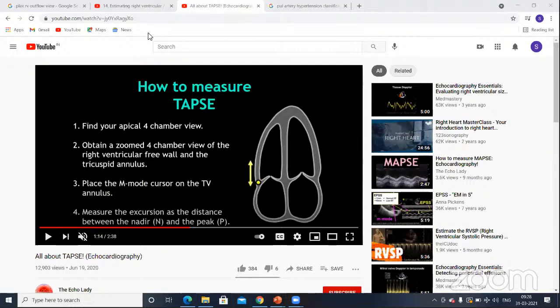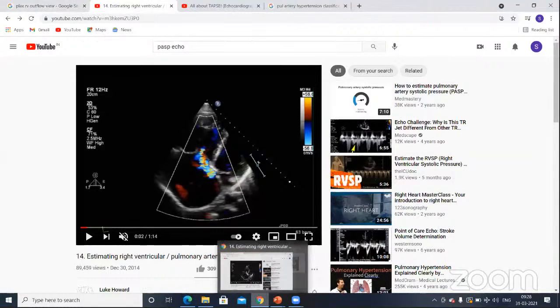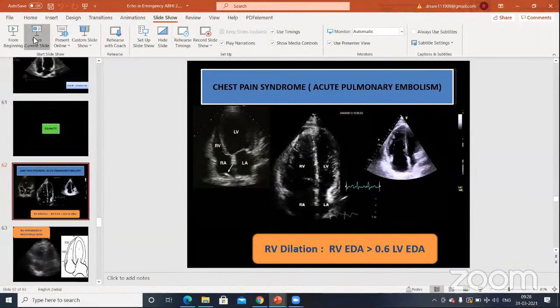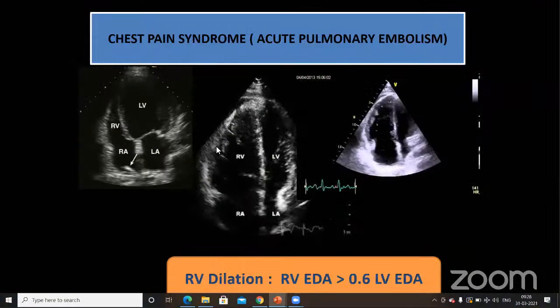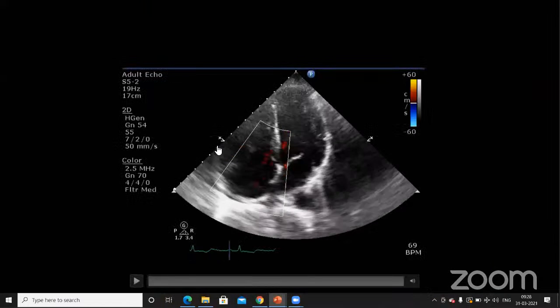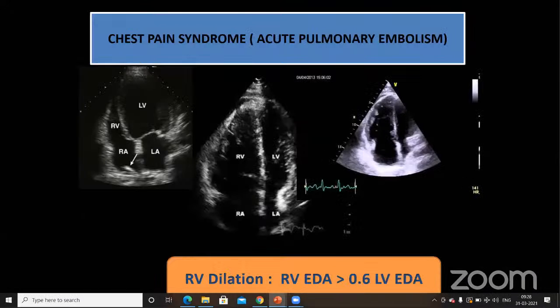So the first thing you're going to see is which view you start with when you do your echo. Long axis. You're going to do your long axis view, then your short axis view, then your apical 4-chamber view.